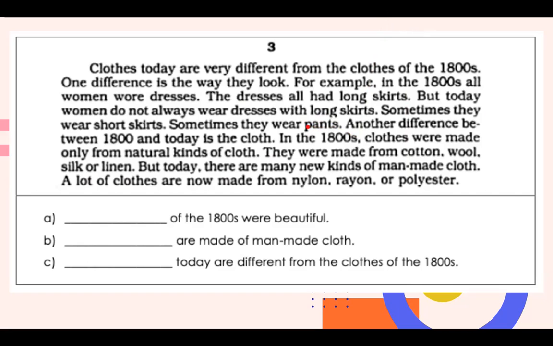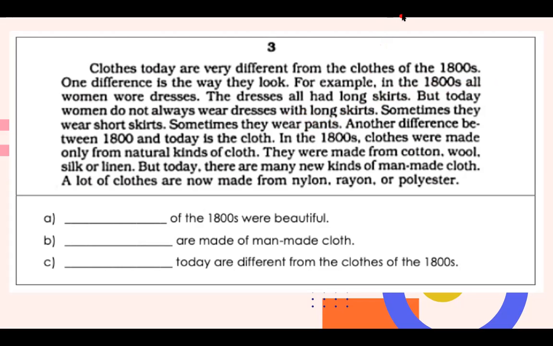Clothes today are very different from the clothes of the 1800s. Así se dice, ¿no? 1800s. 1800s, yeah. One difference is the way they look. For example, in the 1800s, all women wore dresses. The dresses all had long skirts, but today women do not always wear dresses with long skirts. Sometimes they wear short skirts. Sometimes they wear pants. Okay, very good.